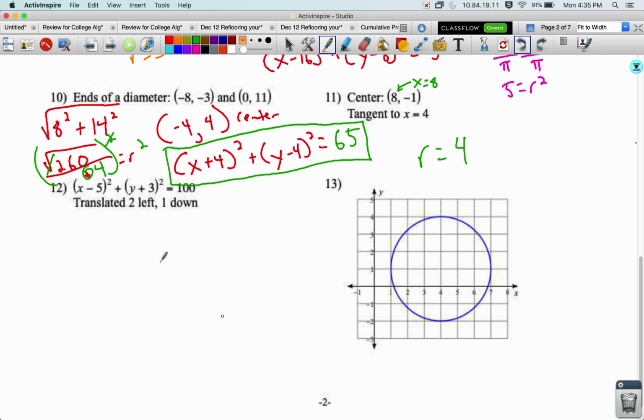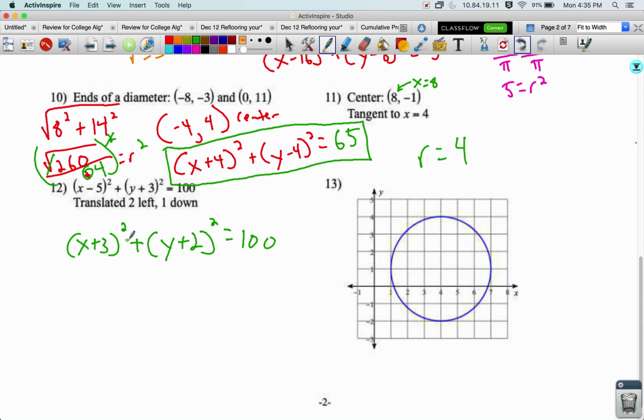All right, if this one's been translated 2 left and 1 down, well, we can translate left and right with this number. 2 left just means do a plus 2 here, so this becomes an (x plus 3) squared, and then do an extra, or a minus 1 to that, so this becomes (y plus 2) instead of (y plus 3) squared equals 100. So it was being moved 5 to the right.